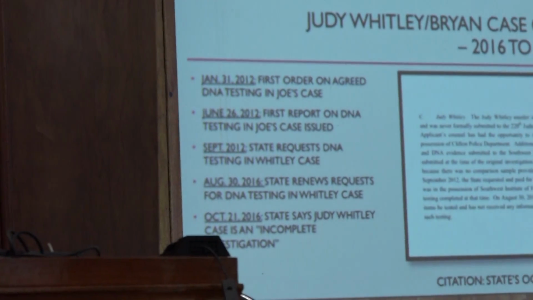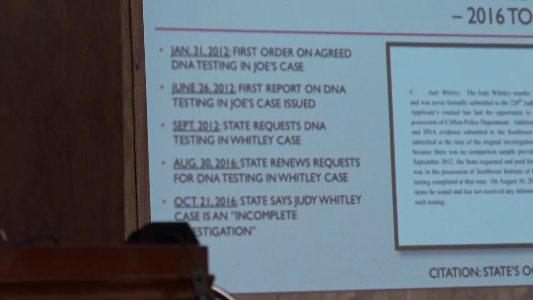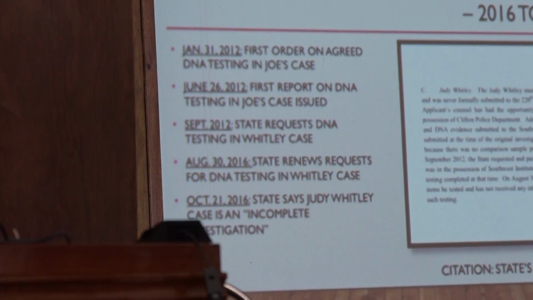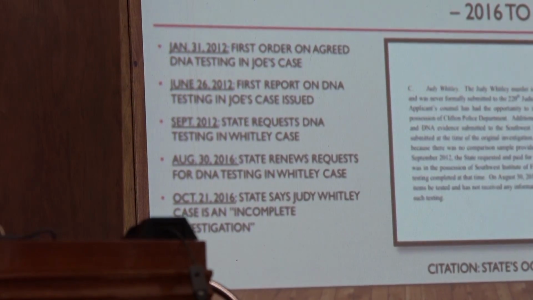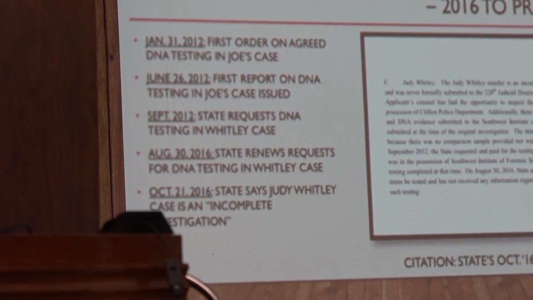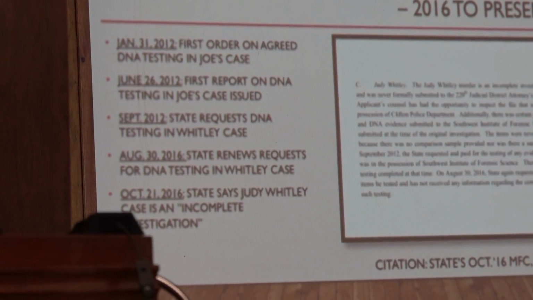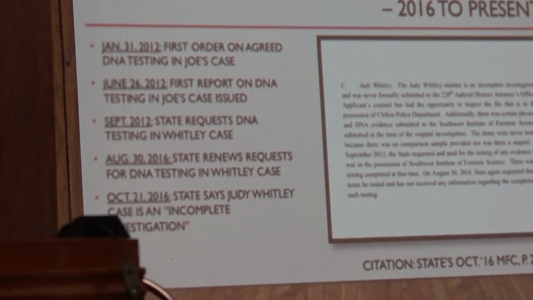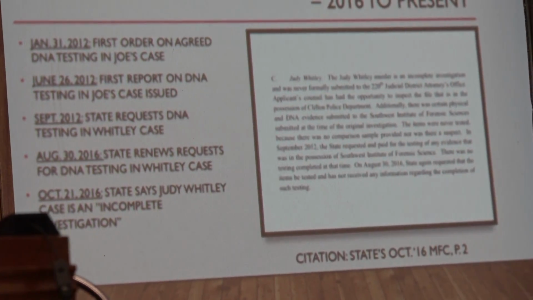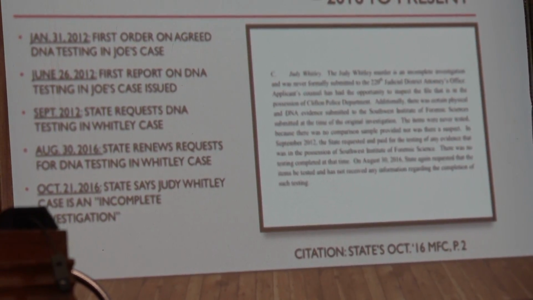And my citation to the court is that's going to be the state's October motion for continuance on page 2, which I excerpted, and the state requests testing in the Whitley case, and I believe says they didn't hear anything back. And then in August, they say they renew that request. And then in October, in this motion, the state says the Judy Whitley case is an incomplete investigation. And then Chief Hendricks comes to court and tells this court, Clifton Police Department has considered this case closed since the 90s.